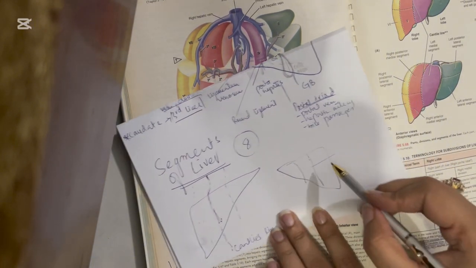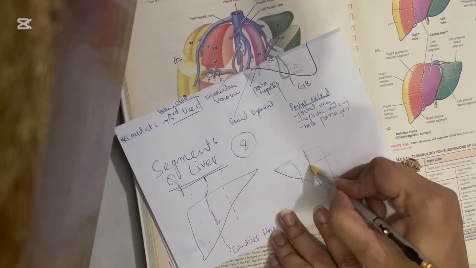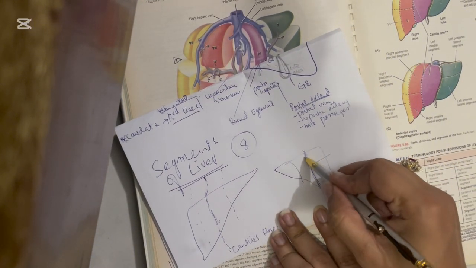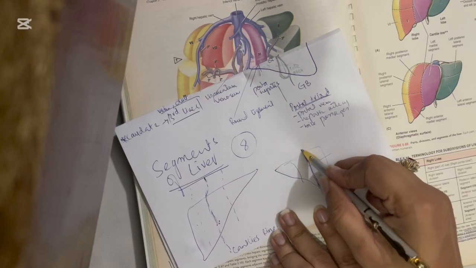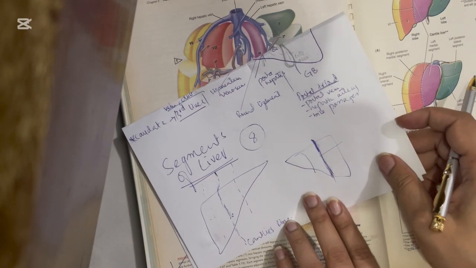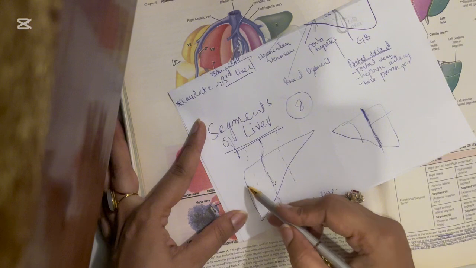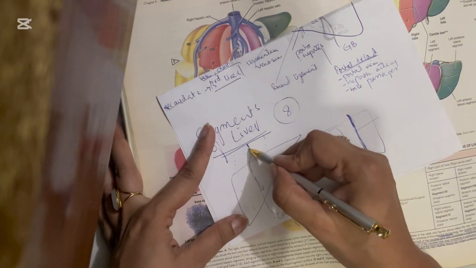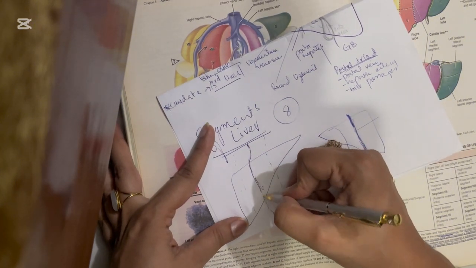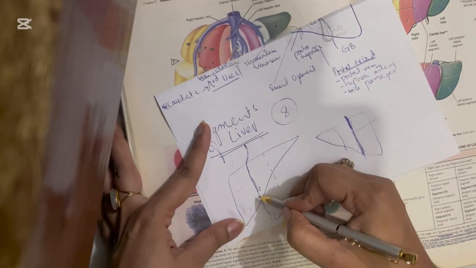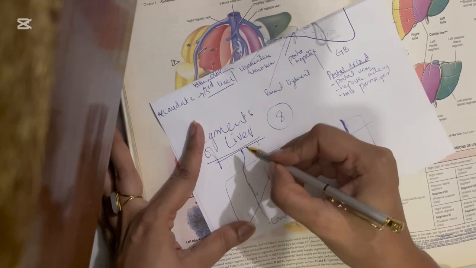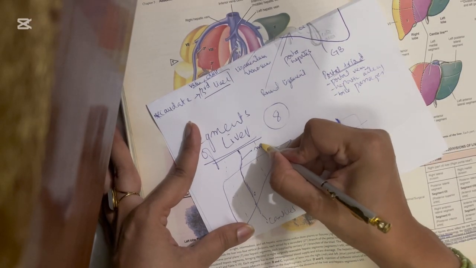And on the visceral surface, the area of the right sagittal fissure is the demarcating point, dividing it into right and left lobes. Now, Cantlie's line is passing through the area of the main portal fissure, through which the middle hepatic vein passes.